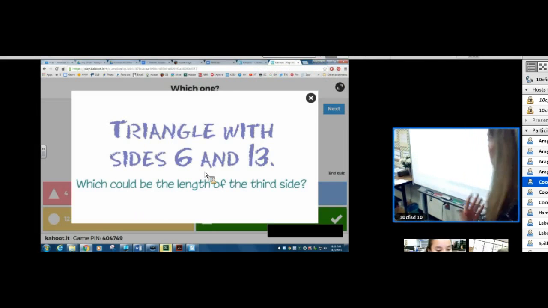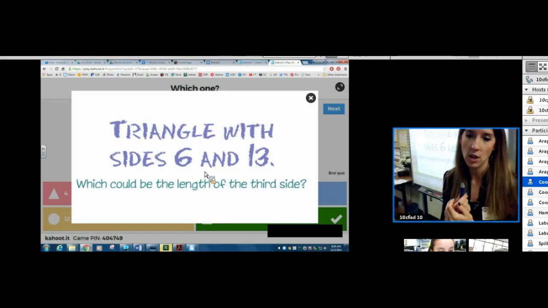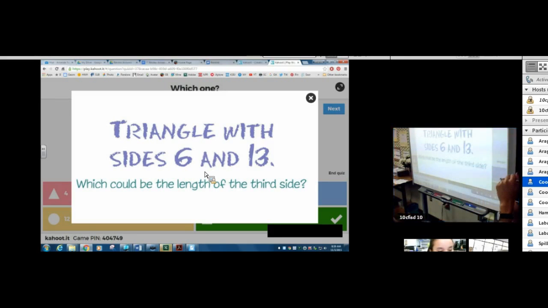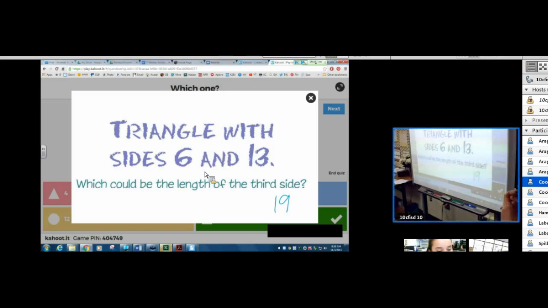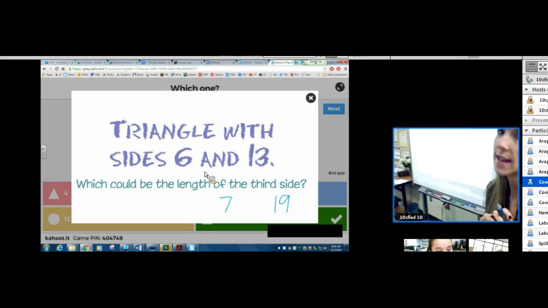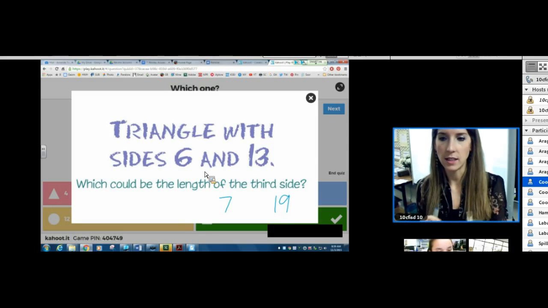All right, so how do you find what the length of the third side could be given two sides? This is really important to know for tomorrow. Okay, sorry. So you add them up, 6 plus 13, and you get 19. That's your max. You subtract them, 13 minus 6, and you get 7, and that's your min. So your answer needs to be greater than 7 and less than 19.